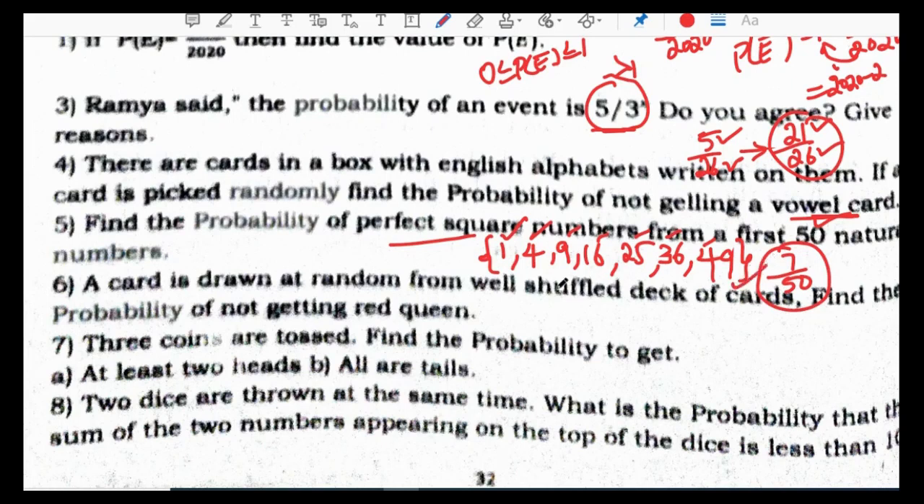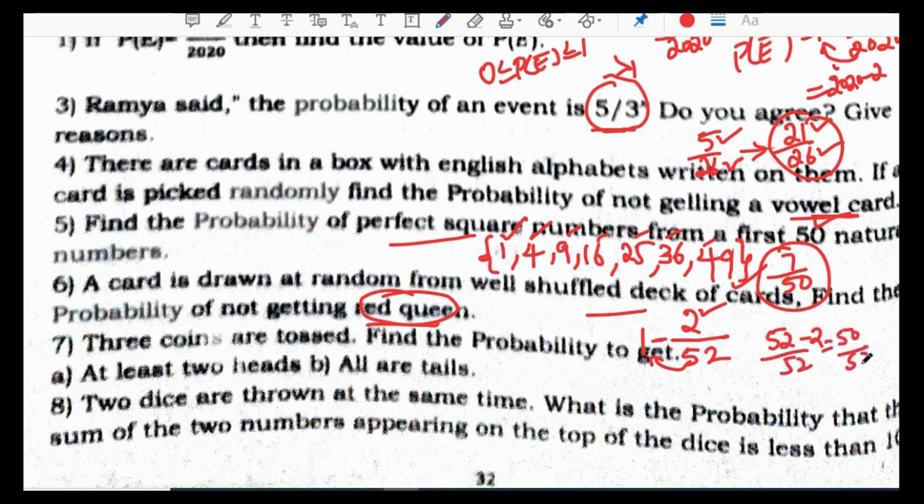A card is drawn at random from a well shuffled deck of cards. Find the probability of not getting a red queen. First we'll see what is the probability of getting a red queen. Probability of getting a red queen is 2 by 52. So there are two red queens in a deck of cards. So probability of not getting a red queen is 1 minus 2 by 52. So 52 ones are 52 minus 2 by 52, which is 50 by 52. Probability of not getting a red queen is 50 by 52.